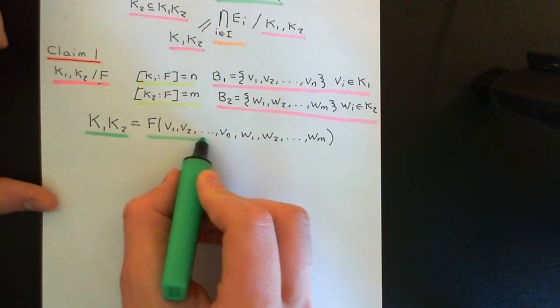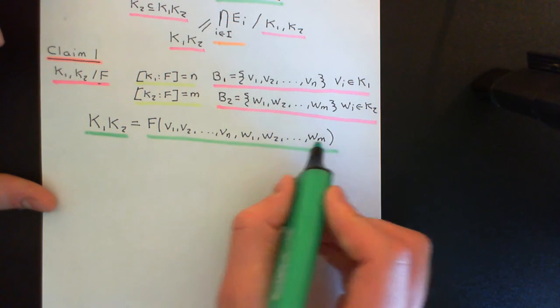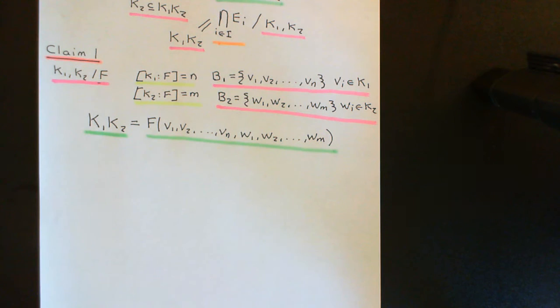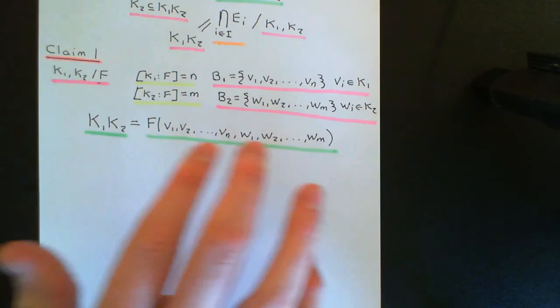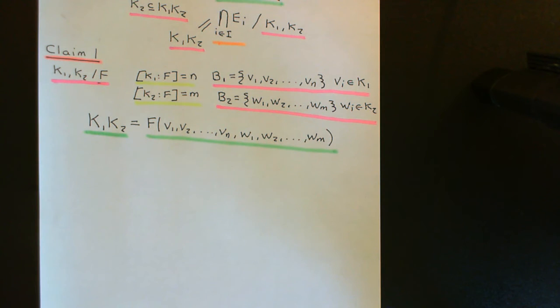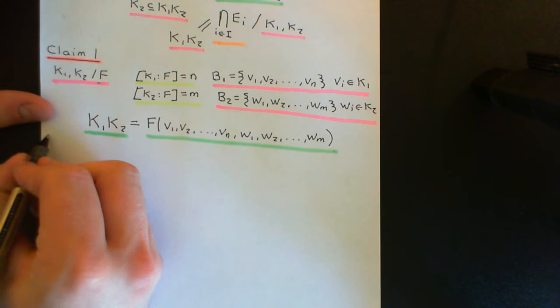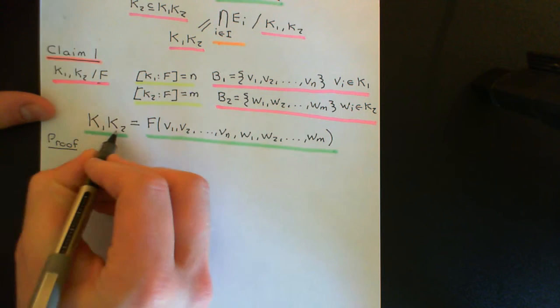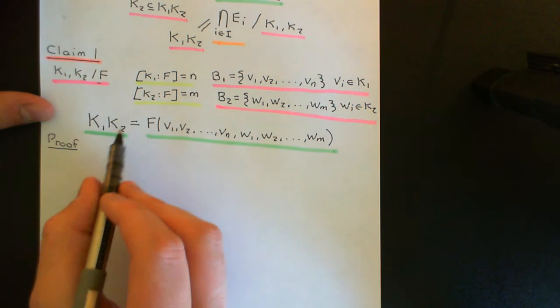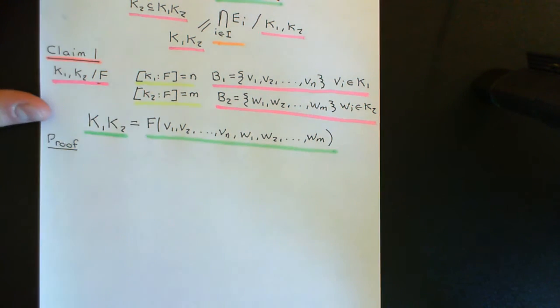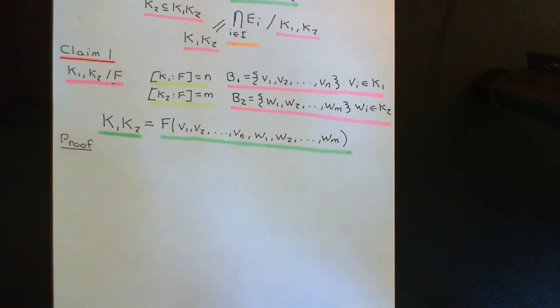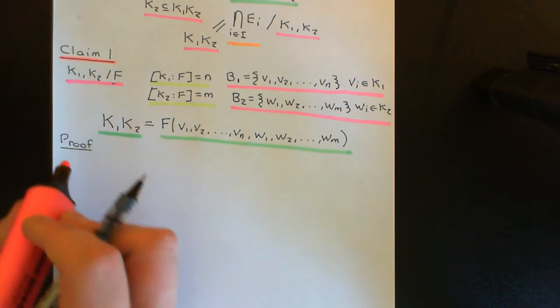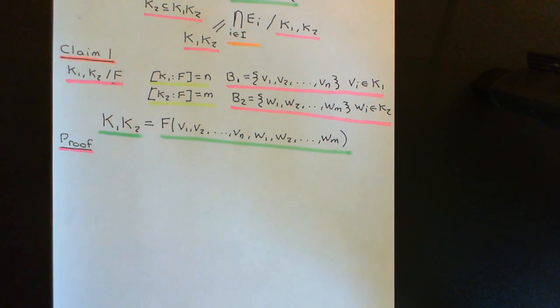and then the composite of K1 with K2 will just be equal to the field generated by all of the basis vectors over the field capital F. Okay, so now for the proof of this. Proof. So how are we going to prove this? Well, it's going to be our standard strategy for proving that two sets are equal to one another. We're going to prove containment both ways around, and therefore we'll be able to conclude that the two are absolutely equal to one another.